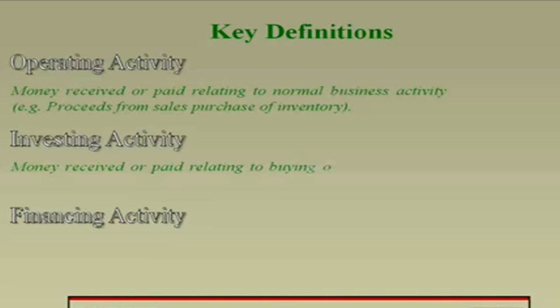So what's investing? This is money received or paid relating to buying or selling of long-term assets. Keyword, long-term assets. Examples, if you buy or sell equipment, the money you paid or the money you received by selling equipment comes under investing. Why is that? Because equipment, by definition, as I told you in Module 1, is a long-term asset. So any money received or paid relating to buying or selling long-term assets comes under investing activity.